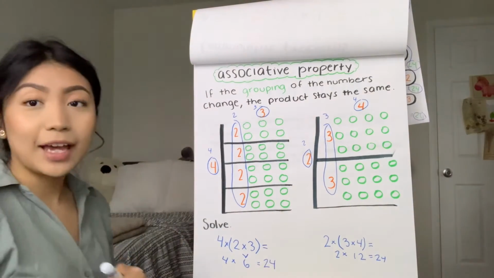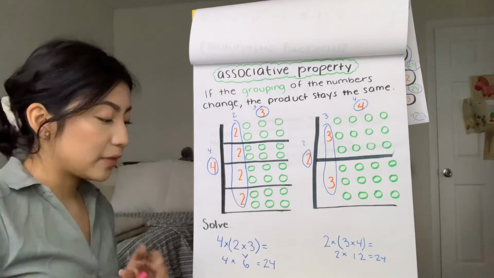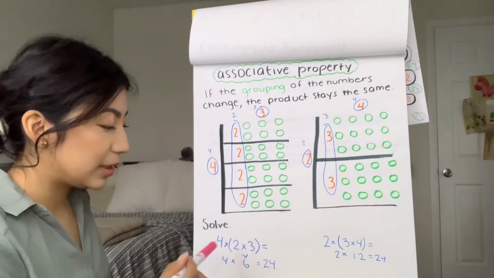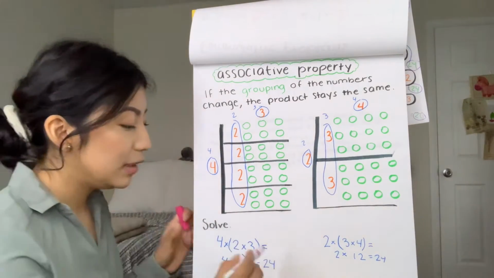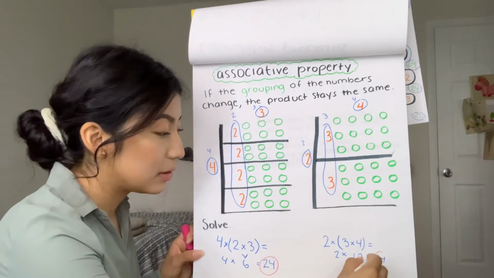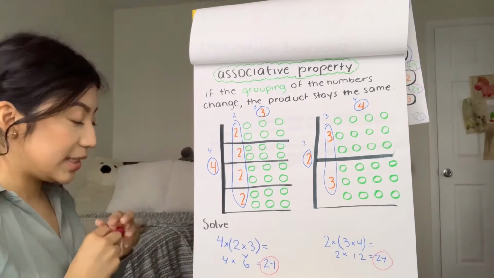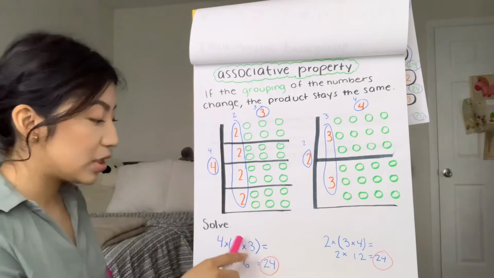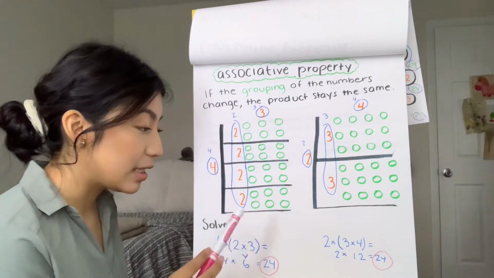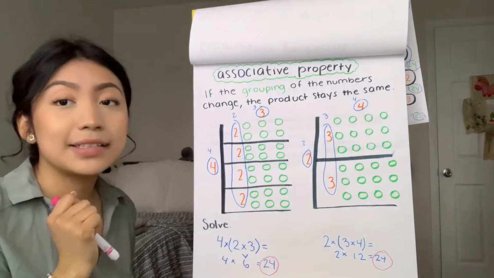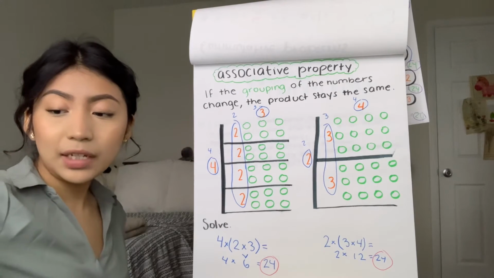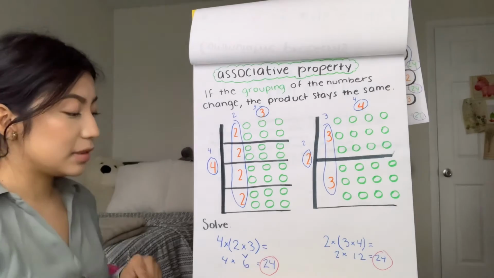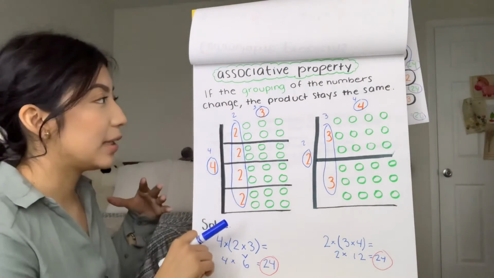Would you look at that? You guys see how we put the parentheses in different places? We put different numbers in the parentheses, and we still got 24. So it didn't matter which numbers had the parentheses around them, we still got the same answer. So let's try and go over some problems just for a little bit more practice, okay?